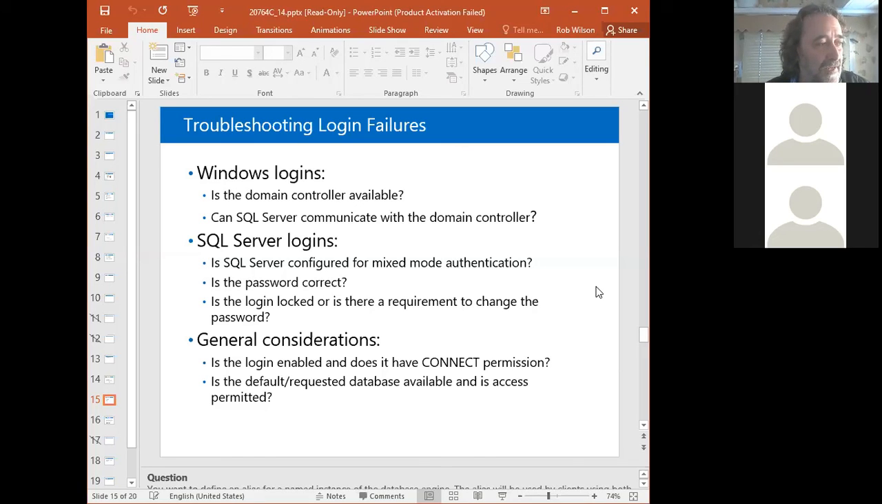Various principals: login identities need to have proper permissions to actually be allowed to connect to SQL Server instances. So maybe the permissions got changed and that particular identity doesn't have connect permission. Maybe it's a brand new user and when it was configured, the person forgot to give that. And is the default database associated with that login actually available, and do they have access permissions? If they log in and the database is down, they're going to get no interaction.